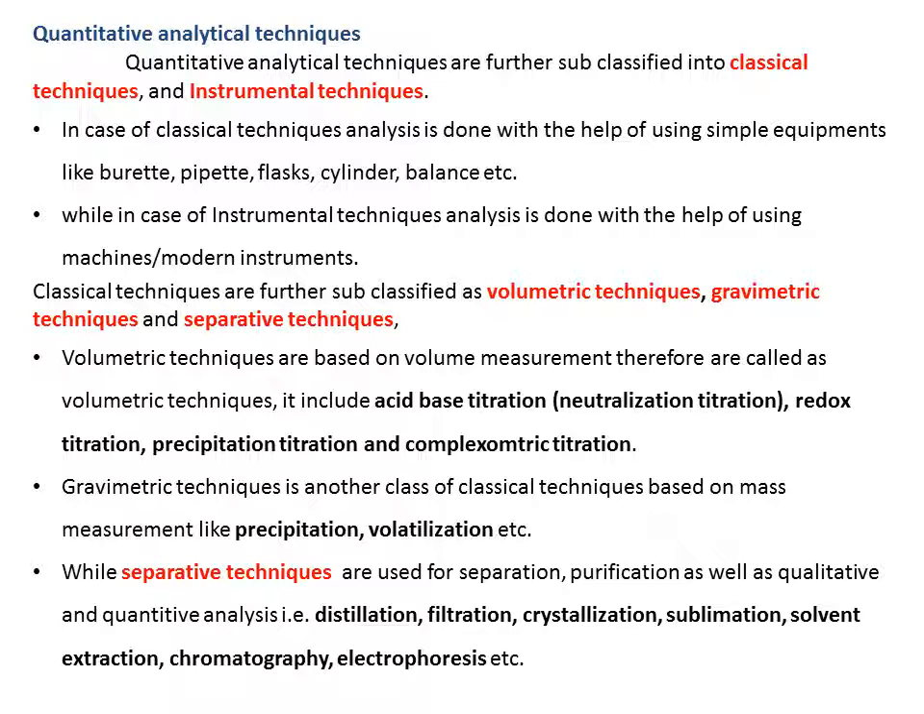Volumetric techniques are based on volume measurement. For example, acid-base titration, redox titration, precipitation titration, and complexometric titration. Gravimetric techniques are based on mass or weight measurement. For example, precipitation, volatilization. While separative techniques are used for separation, purification, as well as qualitative and quantitative analysis. For example, distillation, filtration, sublimation, solvent extraction, chromatography, electrophoresis.